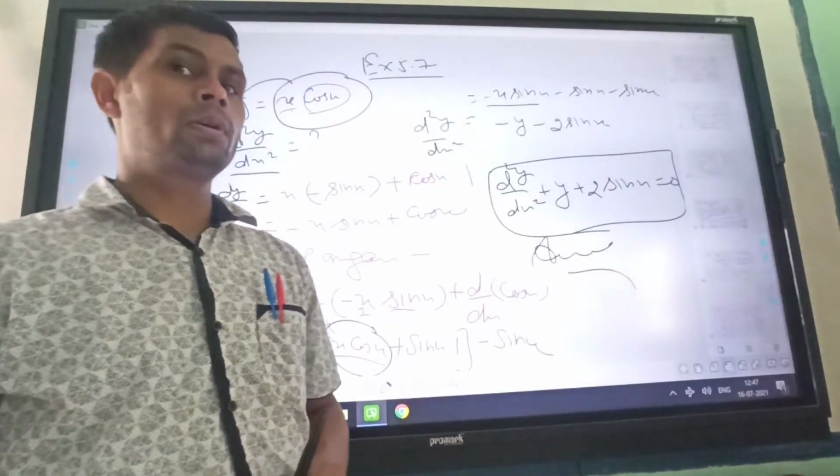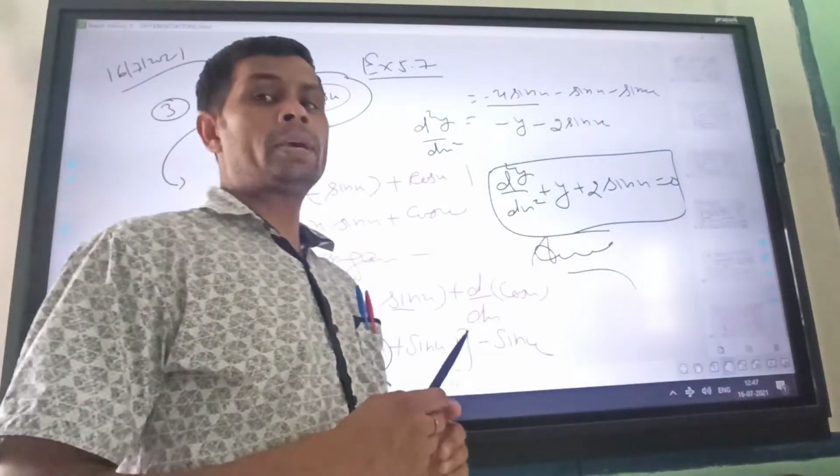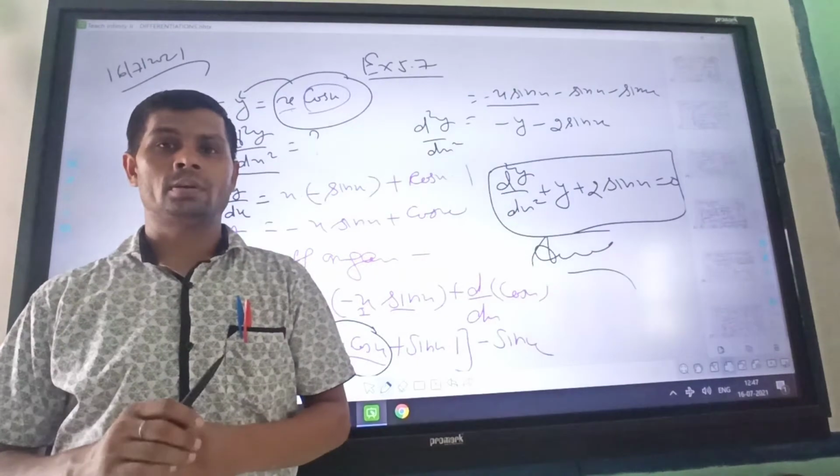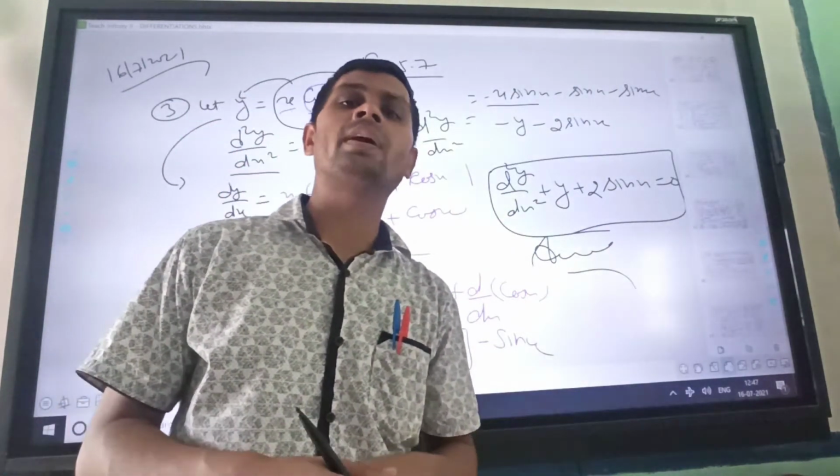Good morning, children. Today we are going to start exercise 5.7. This exercise is based on double differentiation. In this exercise we will learn how we can find the double derivative of a given function.